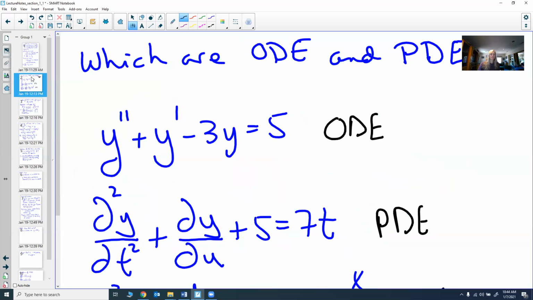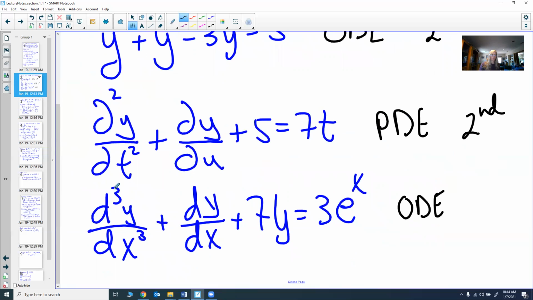Going back real fast to this very first one, let's talk about what the order of each one is. This first differential equation has a second derivative and a first derivative. So because it has a second derivative, we would call this second order. This one has a second partial derivative and a partial derivative. So this again is also second order because it has a second derivative. This one has a third derivative as its highest derivative, so this is third order.